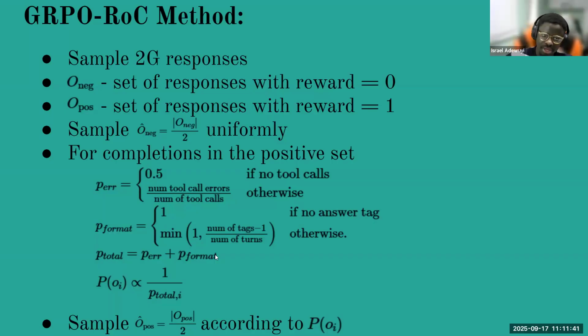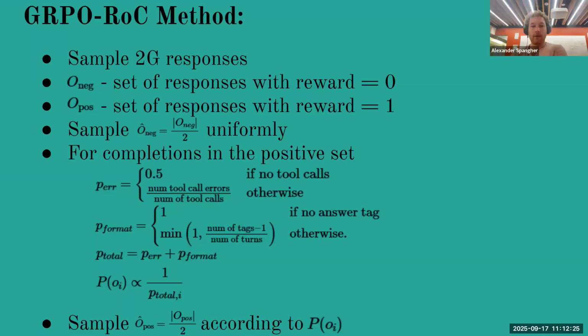So to go over the whole thing again, you sample 2G, split it into positive and negative sets, based off of the binary reward 0 or 1. From the negative set, sample uniformly half of it. For the positive set, you sample inversely proportional to P total, which takes into account the number of tool calls and how much this trajectory follows the specific format you're trying to enforce, which in this case is only one answer tag. You're also sampling half of the positive sets so that by the end of the day, you still have your G completions to train the model on. So this is what brought about the idea of oversample, then downsample.